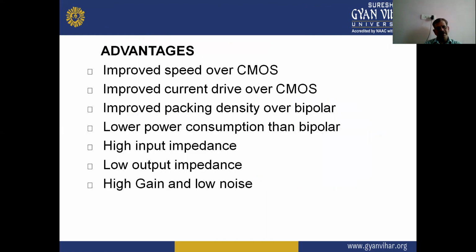And what are the advantages? So there are some advantages here. Improved speed over CMOS. Second is the improved current drive over CMOS. Next one, improved packing density over bipolar, and lower power consumption than bipolar technology, and high input impedance and low output impedance also, and high gain and low noise in this technology.